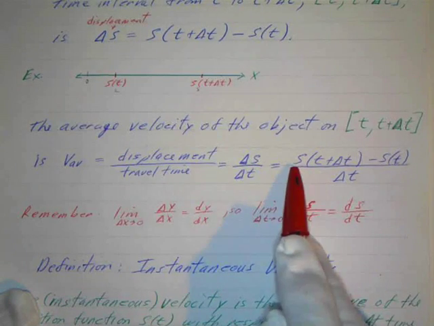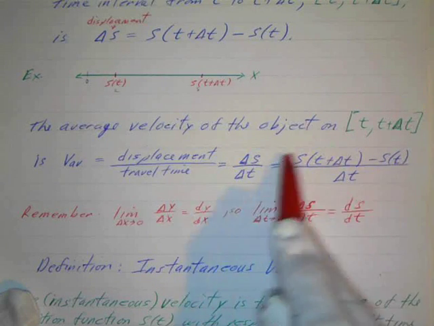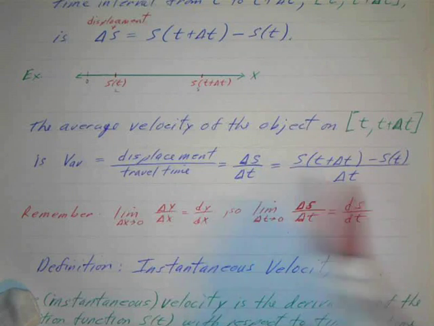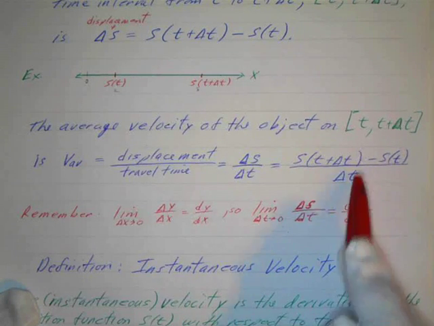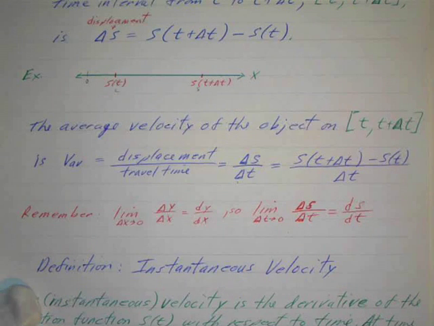Well, we have already got the delta s over here: s of t plus delta t minus s of t. So that would be my displacement. And my travel time would be whatever delta t is. If we take t plus delta t minus t, we get delta t. And we'll see some examples of that shortly.